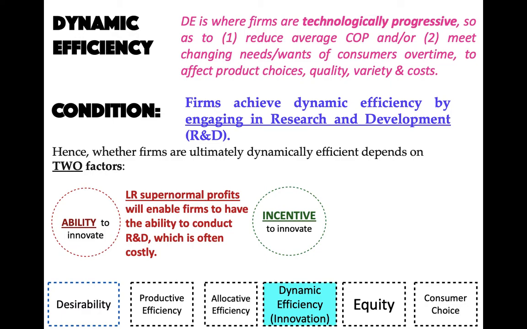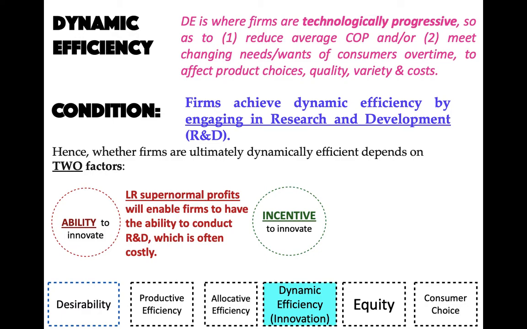Ability means whether they have the funding, the capability, right, which is afforded by the funding or the profits that the firms have accumulated from the past. So firms which were able to make long-run supernormal profits consistently would have the ability to engage in R&D. On the other hand, firms which can only make normal profits in the long run and hence have not accumulated any supernormal profits will lack the funding and ability to engage in R&D and product innovation.